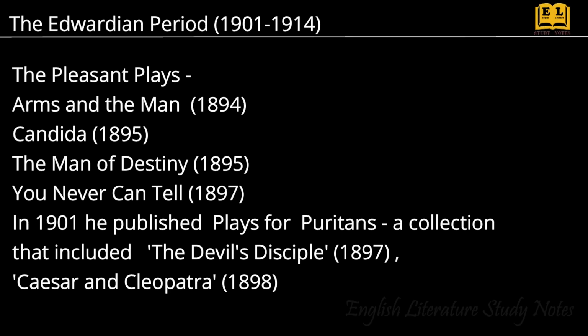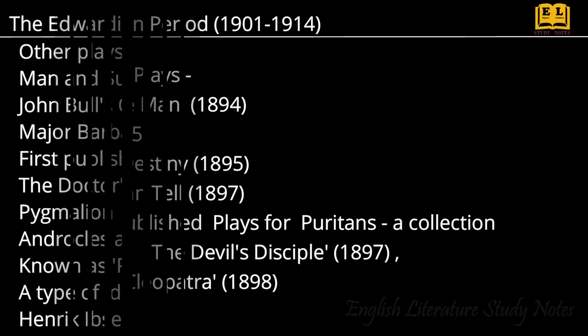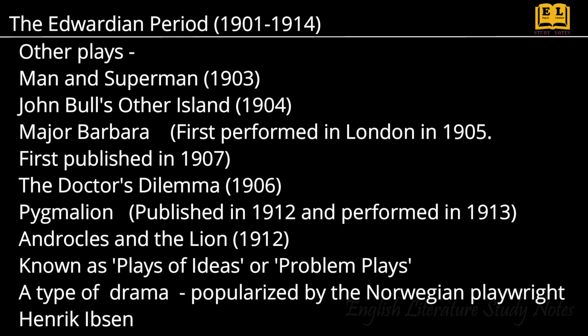The pleasant plays were Arms and the Man, Candida, The Man of Destiny, and You Never Can Tell. In 1901, he published Plays for Puritans, a collection that included The Devil's Disciple, Caesar and Cleopatra, etc. Other plays are Man and Superman, John Bull's Other Island, Major Barbara, The Doctor's Dilemma, Pygmalion, Androcles and the Lion, etc. Shaw's plays are known as plays of ideas or problem plays.